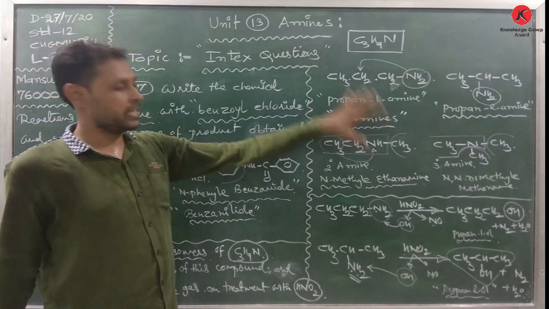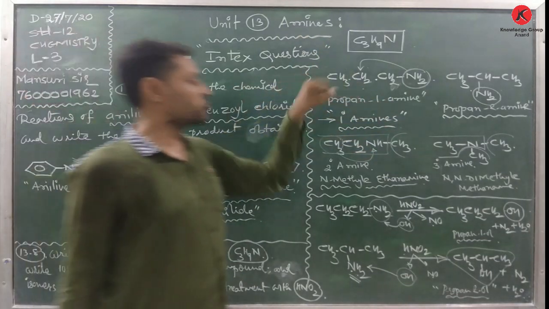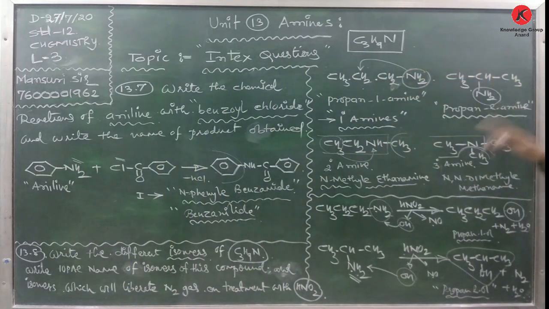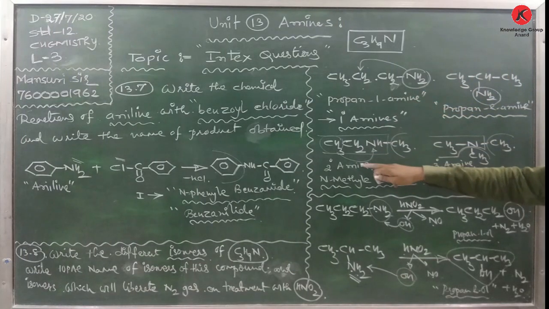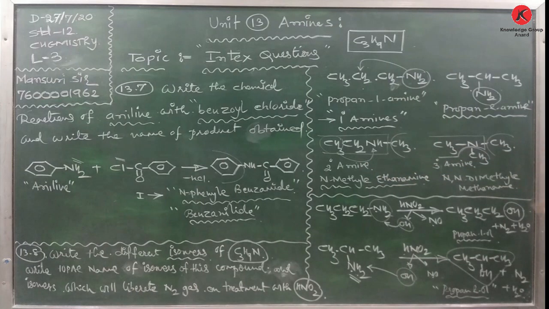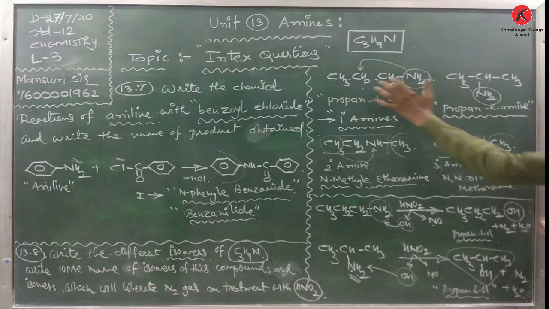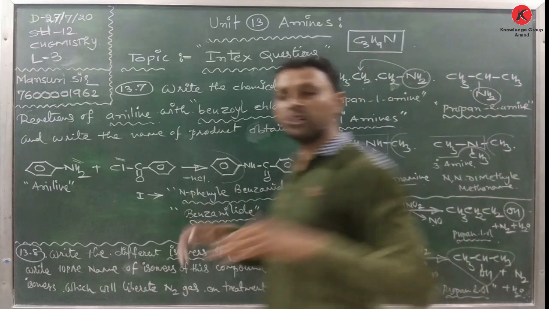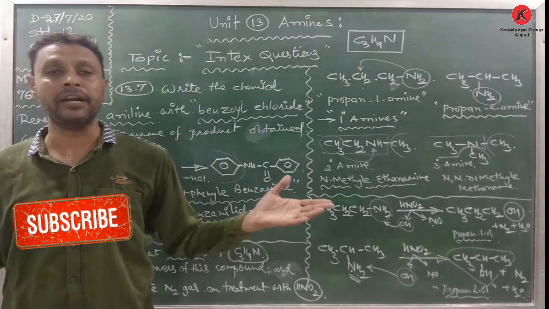So we can say that in this question, for the isomers of C3H9N, among these four isomers the first two are primary amines, the third is a secondary amine, and the fourth is a tertiary amine. Among these four amines, only primary amines give the reaction with nitrous acid and form alcohol. Propane 1-amine gives propane 1-ol and propane 2-amine gives propane 2-ol. In both cases, N2 gas will be liberated. Okay.